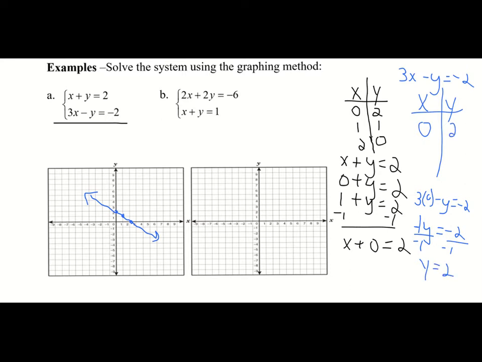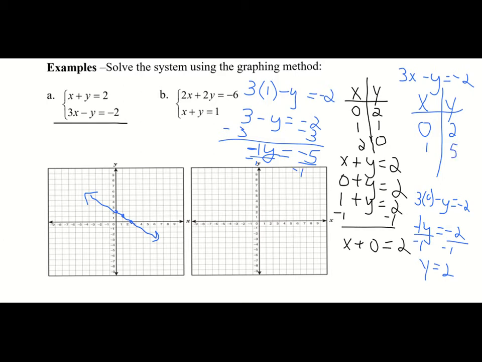Let's see, if I plug in, let's do a 1 for x. So 3 times 1 minus y equals negative 2. 3 times 1 is 3, minus y equals negative 2. So we're going to subtract 3 from both sides. So I have the opposite of y, or negative y, equals negative 5. So again, divide by that negative 1, and y is going to equal 5.